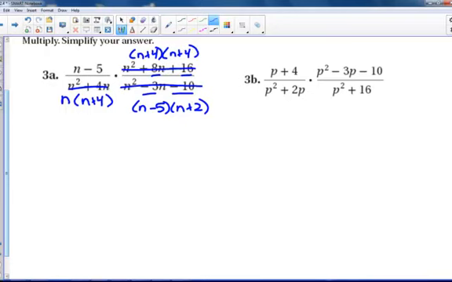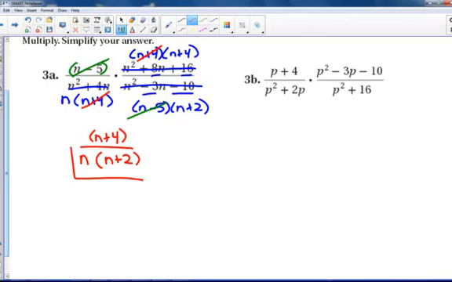Now I'm going to start canceling. This entire n minus 5 can go with this n minus 5. Goodbye to you. And this entire n plus 4 can go with the 1 on the bottom. So my numerator, I have an n plus 4 left on top. Again, that's linked. That's a plus sign. And my n plus 4 can only cancel with an n plus 4. In the denominator, I have an n and an n plus 2. That's my simplified form. Nothing else can cancel. I am done.